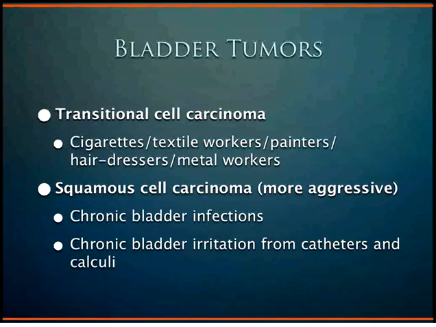Now, with regards to bladder tumors to be concerned about, there are really two types. The first type is transitional cell carcinoma, and these are found in people who smoke cigarettes, who are textile workers, painters, hairdressers, and metal workers. The other type is squamous cell, and these are more aggressive. Persons with chronic bladder infections or who have chronic irritation from catheters and stones are at risk for squamous cell carcinoma. So whether you see a solid mass or simply focal wall thickening, you must assume that the sonographic appearance of any focal wall abnormality must be cancer and worked up as such until proven otherwise.